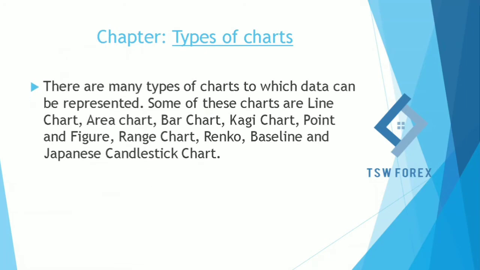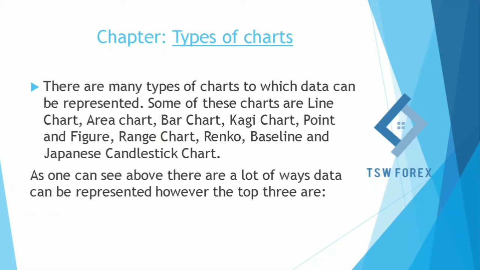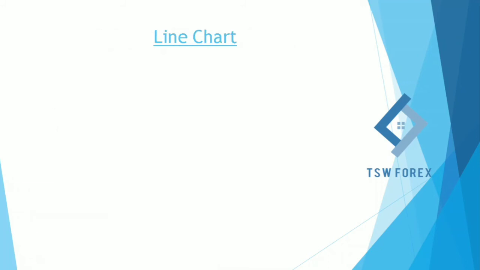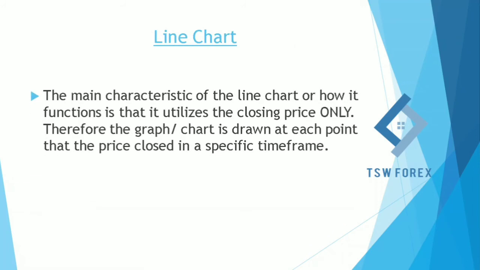And the types of charts: there are many types of charts to which data can be represented. Some of these charts are line chart, area charts, bar charts, Kagi chart, point and figure, range chart, Renko, baseline, and Japanese candlesticks. As one can see above, there are a lot of ways that data can be represented. However, the top three are line chart, bar chart, and then Japanese candlesticks. Line chart: the main characteristic of a line chart, or how it functions, is that it utilizes the closing price only. Therefore, the chart is drawn at each point that the price closed in a specific time frame. And we will discuss this when we touch on the charts, guys.